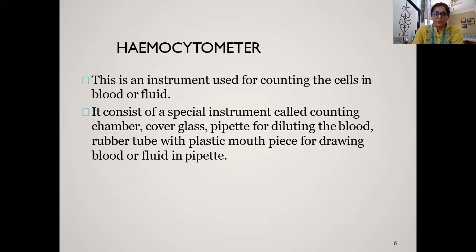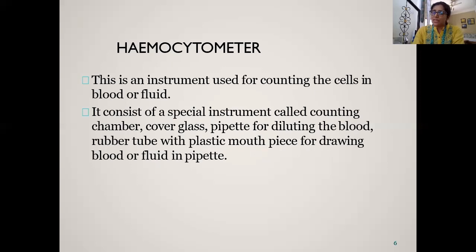Now, the hemocytometer, as the name suggests: hemo is blood, cyto is cell, and meter is something used to measure. So it is the instrument used for counting the cells in blood or a fluid. It has a special component called the counting chamber. Here we'll be using the improved Neubauer's counting chamber. In order to charge it, we have to place a cover slip on it.